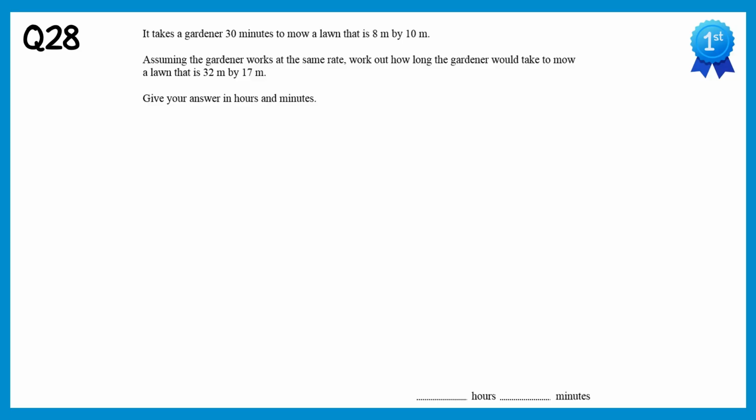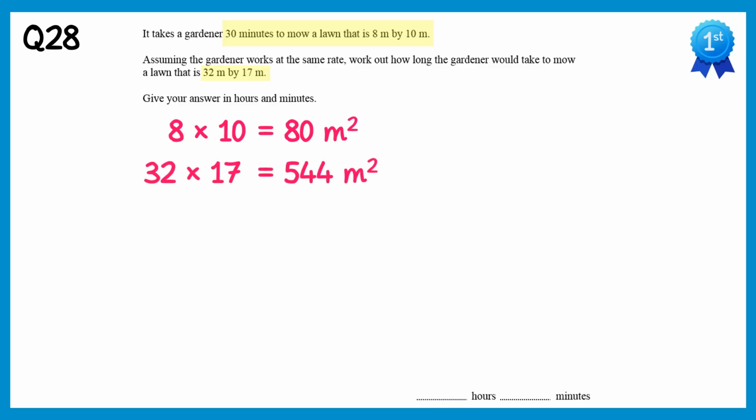In this question, it takes 30 minutes to mow a lawn that's 8 by 10. An 8 by 10 lawn is 8 times 10, which is 80 meters squared. The larger lawn that we need to mow though is 32 by 17, so 32 times 17 is 544 meters squared. We need to know how many times bigger the larger lawn is compared to the smaller lawn.